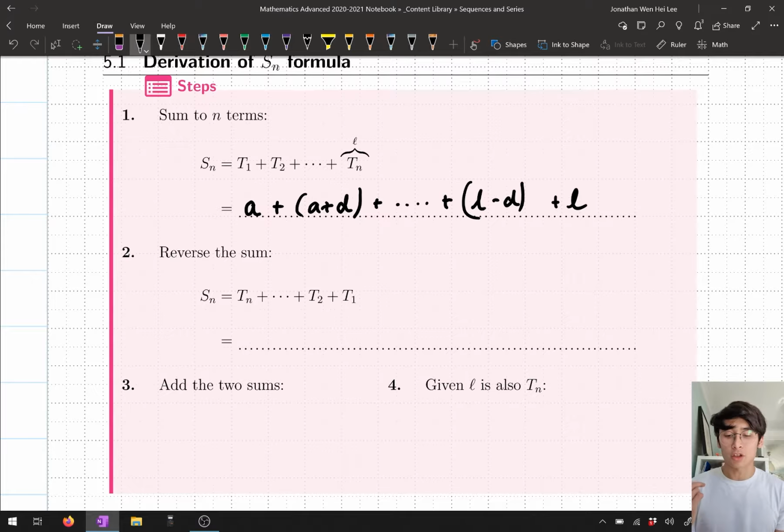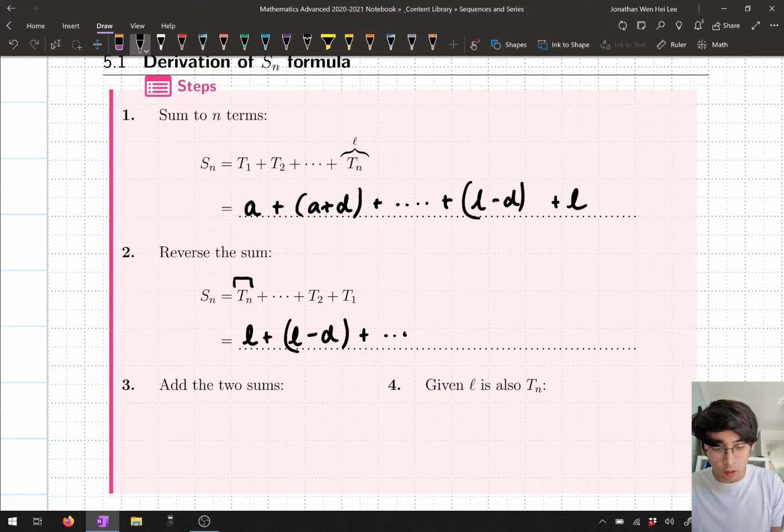Now, I'm going to just rewrite this same thing here, but in reverse order. You might be wondering, what difference does that make? It doesn't actually make any difference. It's going to be the exact same thing. So I'm just going to start with the last term, Tn. So here's going to be L plus the term after L, this time, is going to be L minus D. And we're going to repeat this all the way up until the bottom. And so the second last term is A plus D, our starting term plus D, plus A for our starting term.